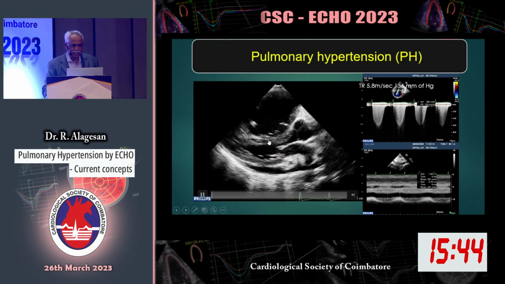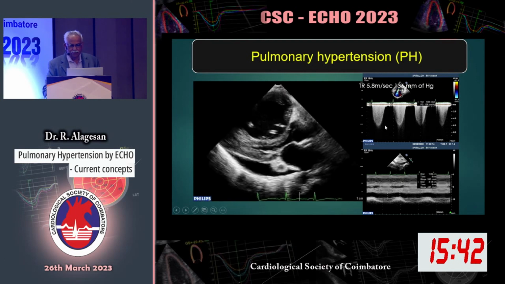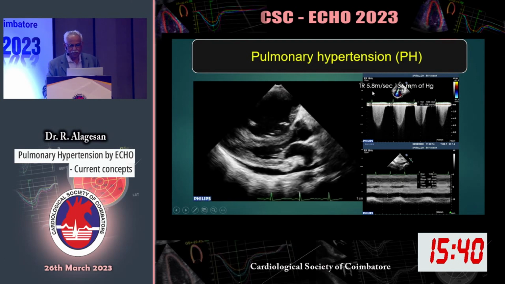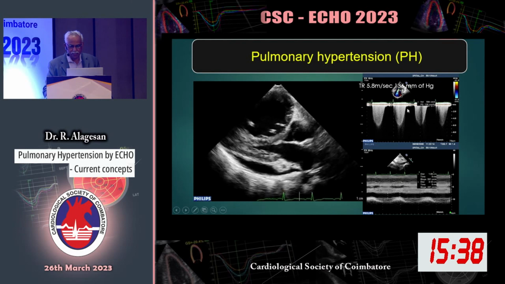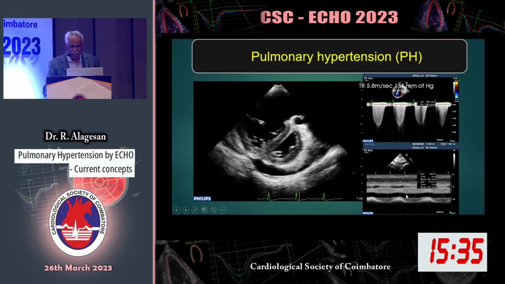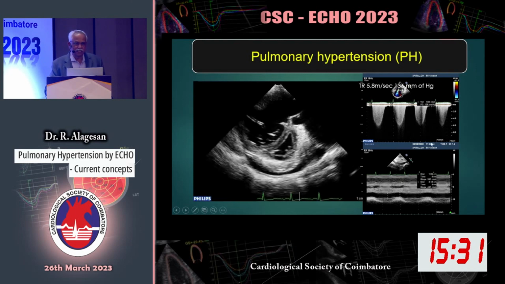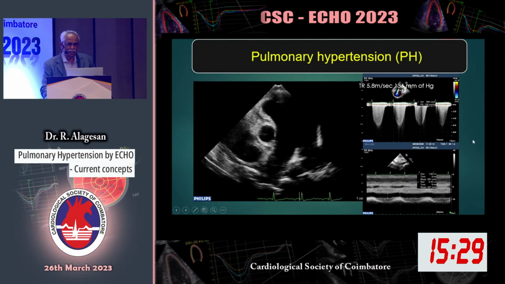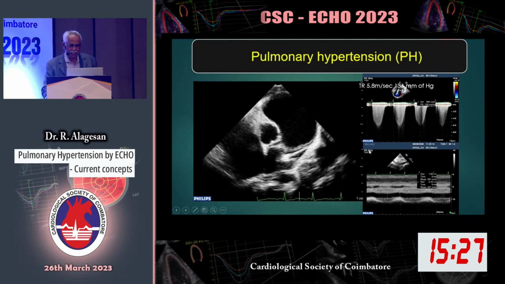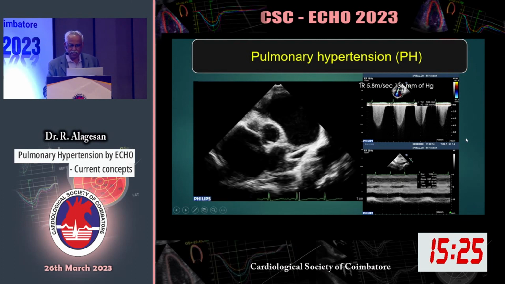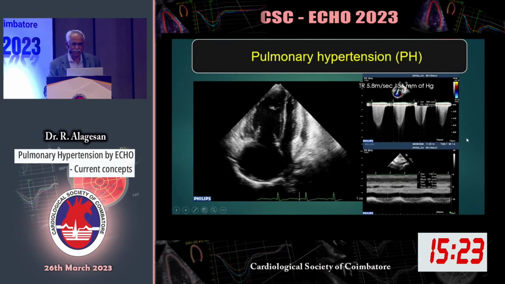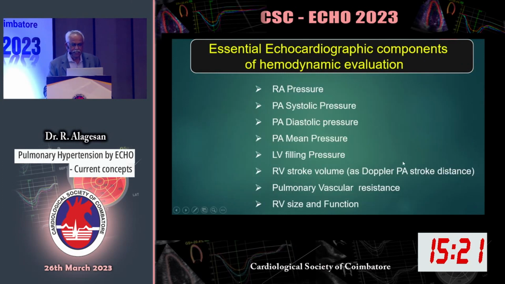There is significant tricuspid regurgitation. And if you look at the tricuspid regurgitation velocity, it is 5.8 meters per second with a gradient of 136 millimeters of mercury. In the IVC, hepatic veins are dilated and there is no respiratory variation. This is a typical finding in patients with pulmonary arterial hypertension. This patient actually has a condition called idiopathic pulmonary arterial hypertension, otherwise called primary pulmonary hypertension.